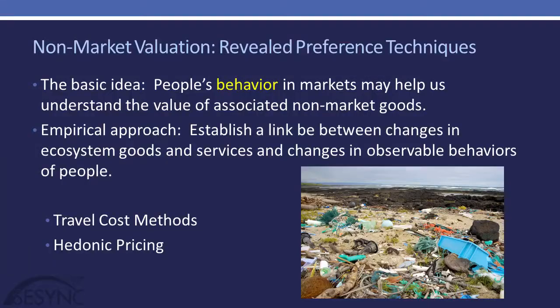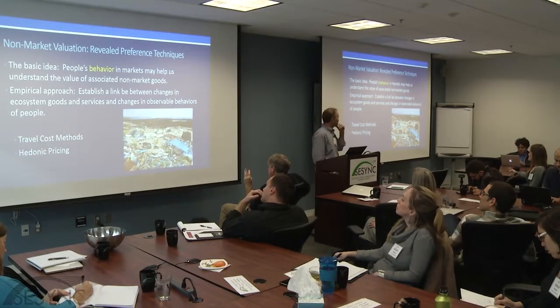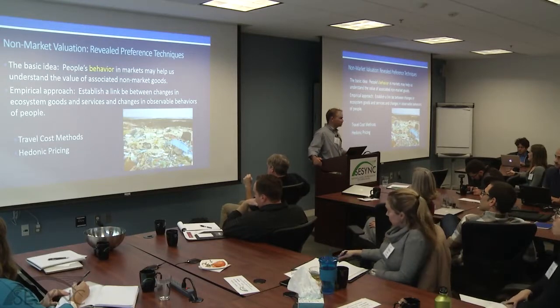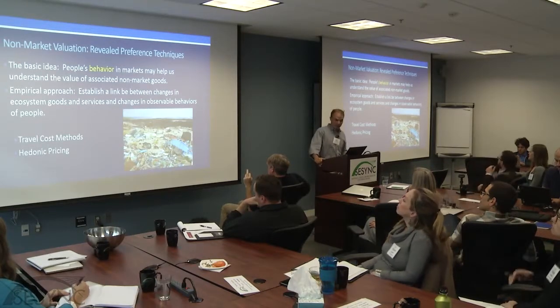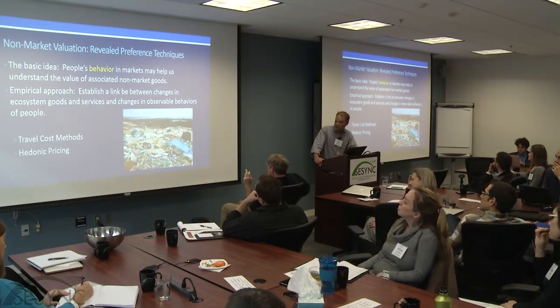Right? Revealed preference techniques. So now we're into non-market valuation. The basic idea here is that people's behavior in markets might help us understand the value of associated non-market goods. So we need to establish the link between human behavior and changes in natural systems. And the two big categories of revealed preference techniques are the travel cost methods and hedonic pricing.